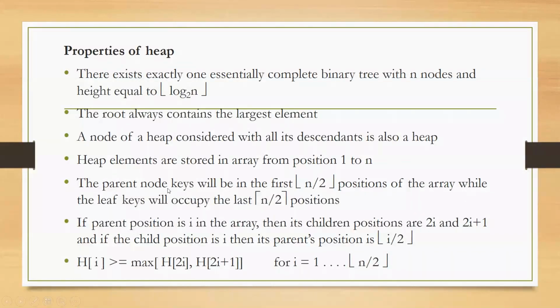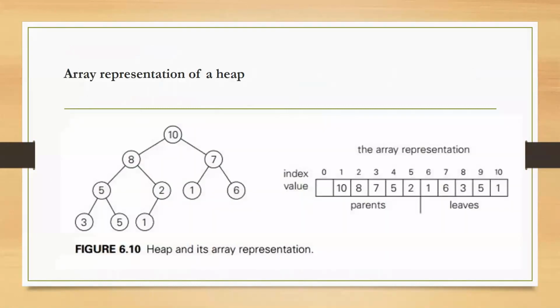The parent node keys will be in the first n by 2 positions, the floor of n by 2. What is floor of n by 2? In our example, n is 10. 10 by 2 is 5, isn't it? That is what it tells.